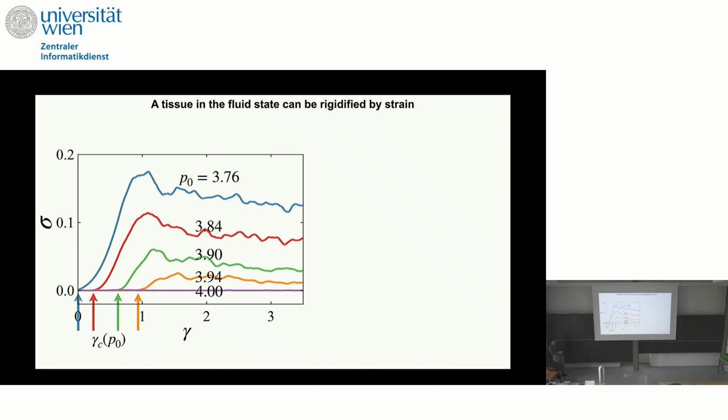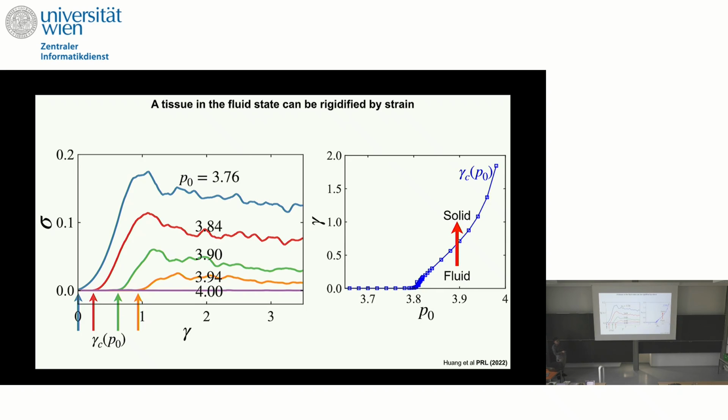So as a function of different values of P0, what we see is that if you start already in the solid state, you get a typical stress-strain curve. But if you're deeper and deeper in the liquid, you need increasingly higher values of strain. To summarize that, you can have a phase diagram of this critical strain as a function of P0, where over here you obviously don't need any strain to stiffen, but here you need a finite amount of strain. What I won't go into today are all the different ways we use to characterize the nature of that transition, to see whether it is critical, and what the scaling exponents are.